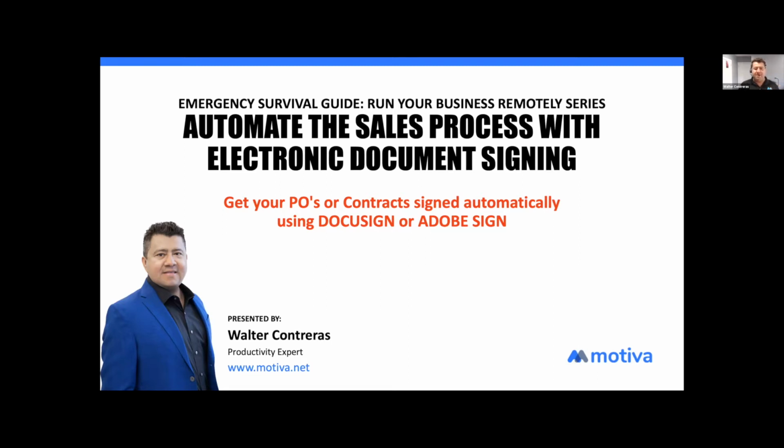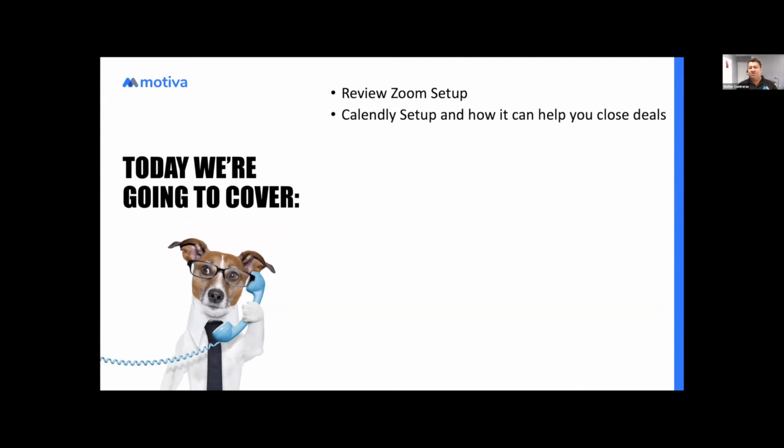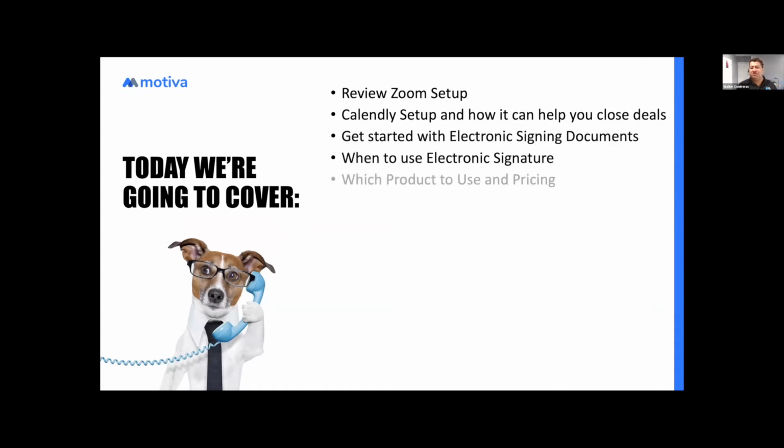So what we're going to cover today is we're going to briefly touch on Zoom setup, which we did a whole webinar deep dive on. I think we all should go back and look at that. We also touched in the last webinar on Calendly and how to set up automated methods to get your customers to connect with you. And today we'll talk about electronic signature, when to use it, which product to use, and what pricing. That really depends on your needs.